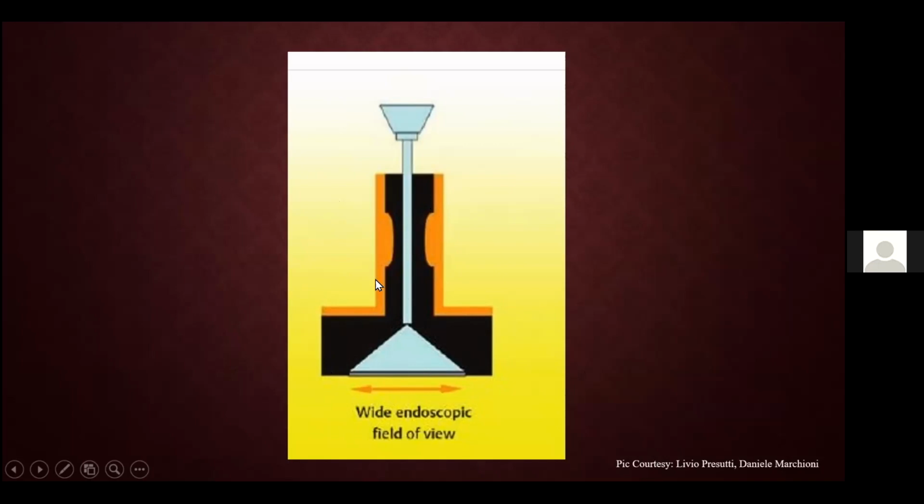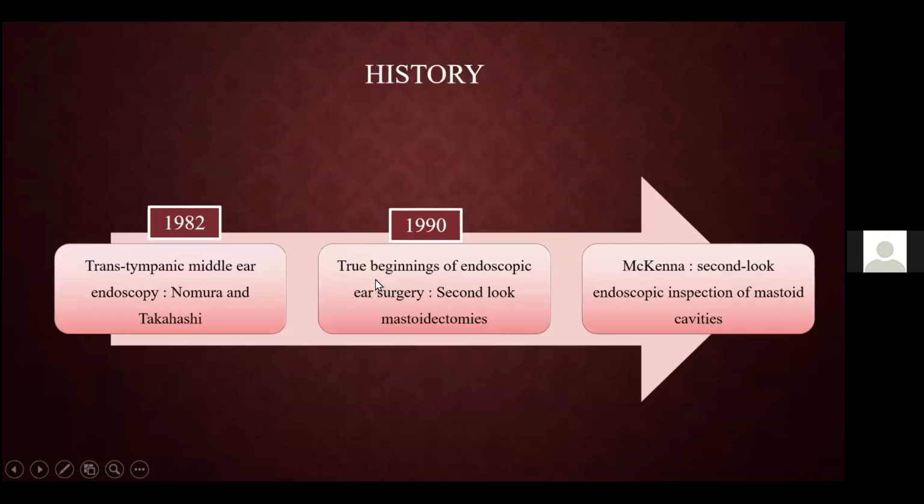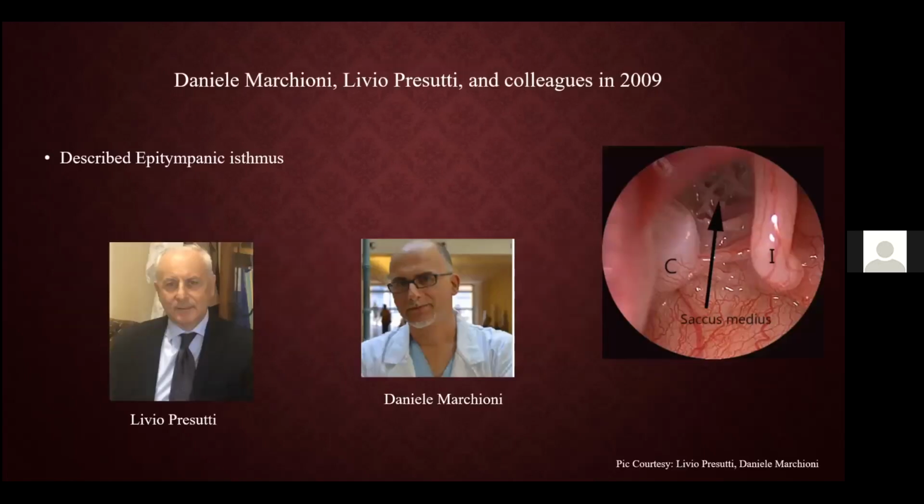So let's discuss how the history of endoscopic ear surgery started. First, in 1982, the endoscope was used through the trans-tympanic approach by Nomura and Takahashi. Later, the true beginning of surgery with the help of the endoscope was for second look mastoidectomies, and for second look inspection of mastoid cavities, the endoscope was also used by McKenna. In the late 90s, the endoscope was gradually adopted for second look surgeries, and later it became a part of first surgeries or was used along with microscopic ear surgeries.